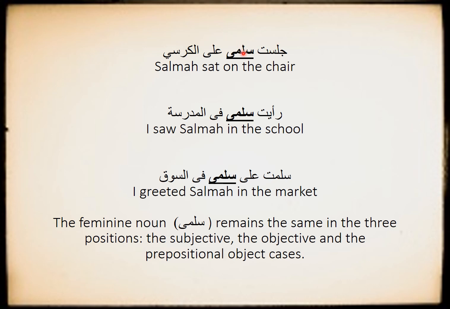Jalasat Salma ala al-kursiyi. Salma sat on the chair. Ra'aytu Salma fil madrasati. I saw Salma in the school. Sallamtu ala Salma fis suqi. I greeted Salma in the market. You see that the name Salma in all of the positions remains the same. The feminine noun Salma remains the same in the three positions: the subjective, the objective, and the prepositional object cases.